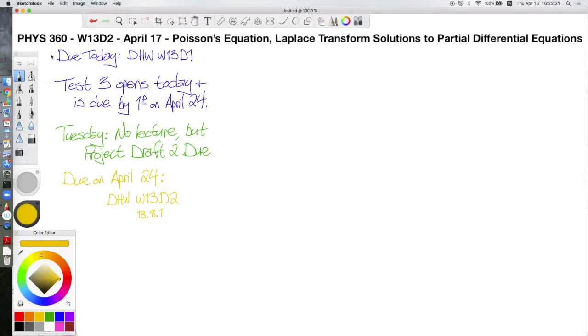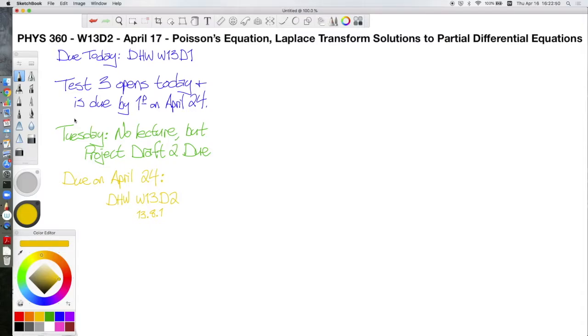on April 24th. Next week, Tuesday, we have no lecture because Epic Expo was originally planned for that day, but Project Draft 2 is still due next week, Tuesday, even though there will be no lecture posted and no daily homeworks due on that day.